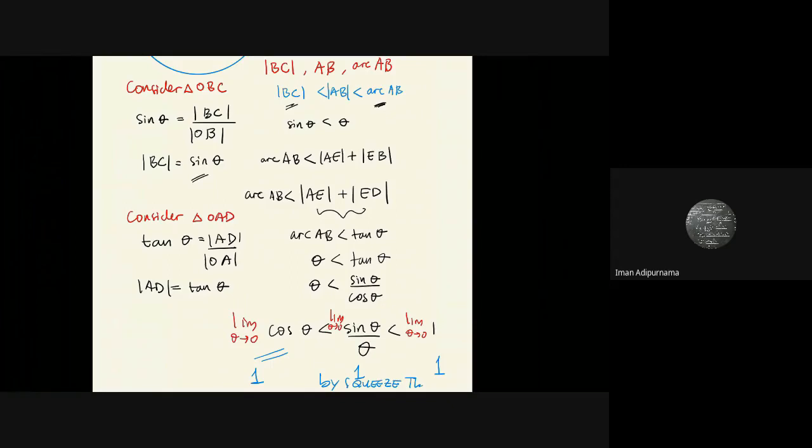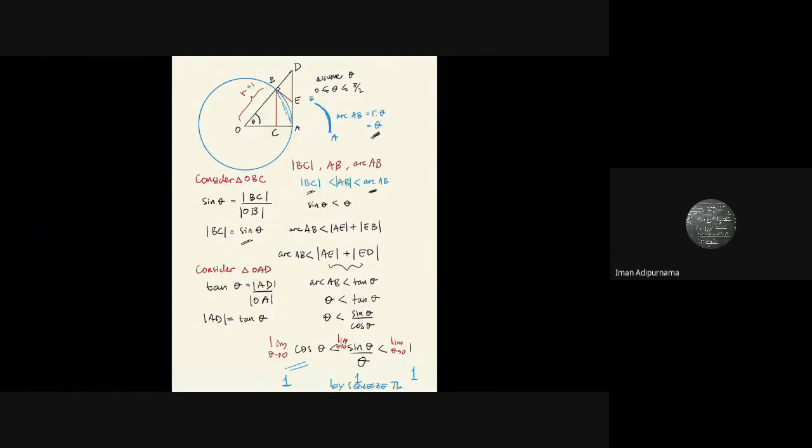That's one way. I have a second way, but I think we don't have time for the second one. The second way is using the area of triangle. So you need to make a function of the area of triangle, and then basically you need to have 3 functions: the small triangle, the sector, and then this big triangle. For this one, you are actually comparing this BC, AB, and arc AB. Okay, at least you get some idea.